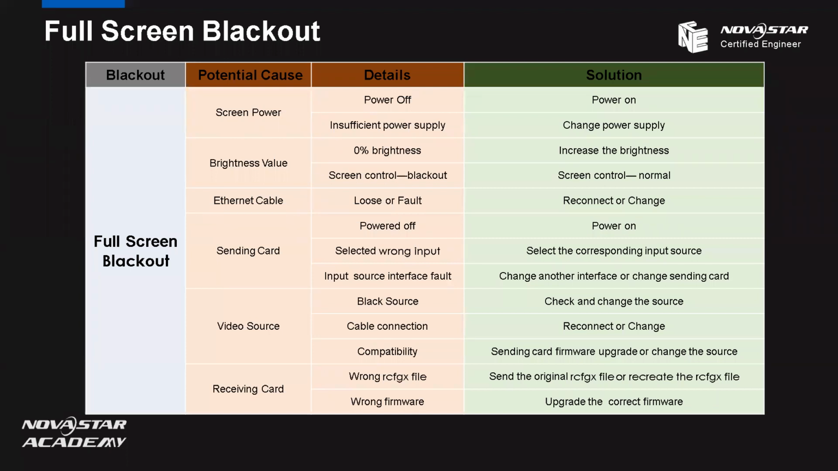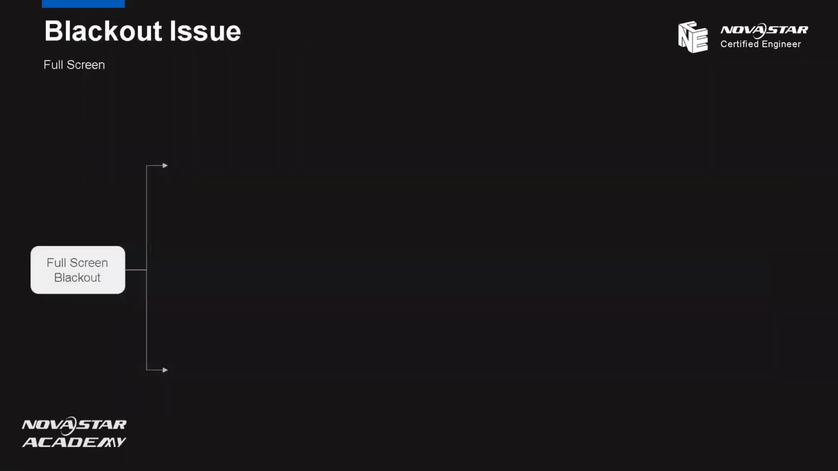But what's the process? Where should we start? So actually, I just worked out another process here. For the full screen blackout, we recommend you start from the receiving card indicator status, just as I mentioned in the first part. We need to check the gray indicators and the red indicators, but we start from the red indicator because it is easy.